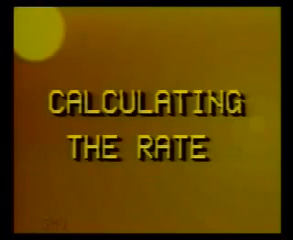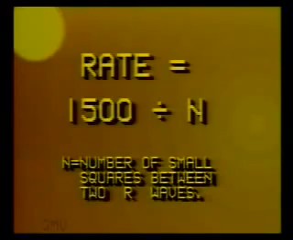Now we come to the second section on interpretation of PQRS-T patterns. Calculation of the heart rate. The heart rate is calculated by measuring the number of small squares between two successive R waves. 1500 divided by this number gives us the heart rate per minute.